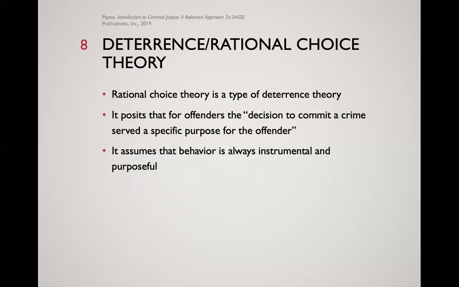So rational choice theory is also a type of deterrence theory. It posits that for offenders, the decision to commit a crime served a specific purpose of the offender. It seems that behavior is always instrumental and purposeful. Okay, so rational choice theory states that criminals are all rational and think before they act. So seeing as they are rational, proper punishments, like in deterrence theory, hence why these are sometimes linked together, right? If they can commit rational thoughts, i.e. rational choice theory, then proper punishments being put in place can deter individuals from committing crime.